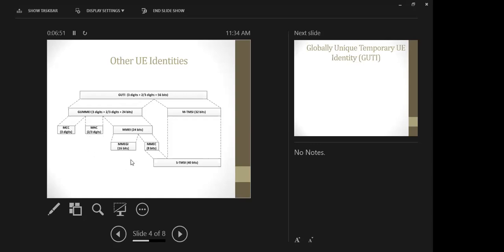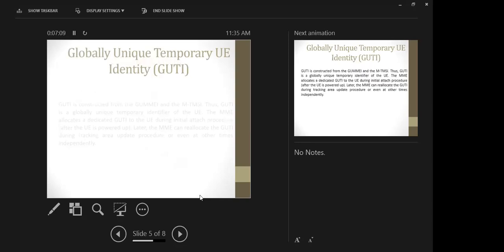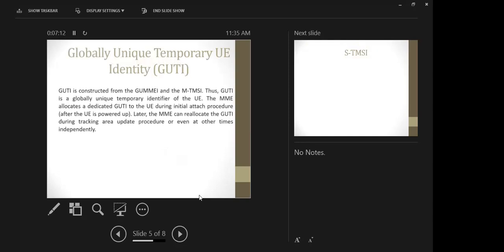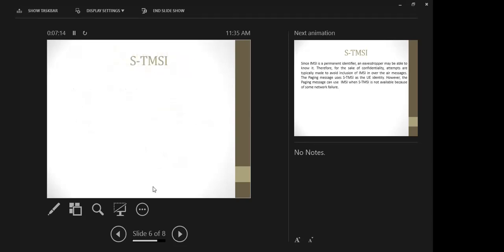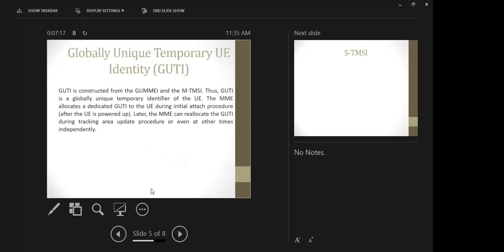One part is called GUMMEI. A part of the GUMMEI is actually the MCC and MNC. What the rest are, I didn't include here, but I'll tell you that MME is the component in the core network, and that MME allocates the GUTI.